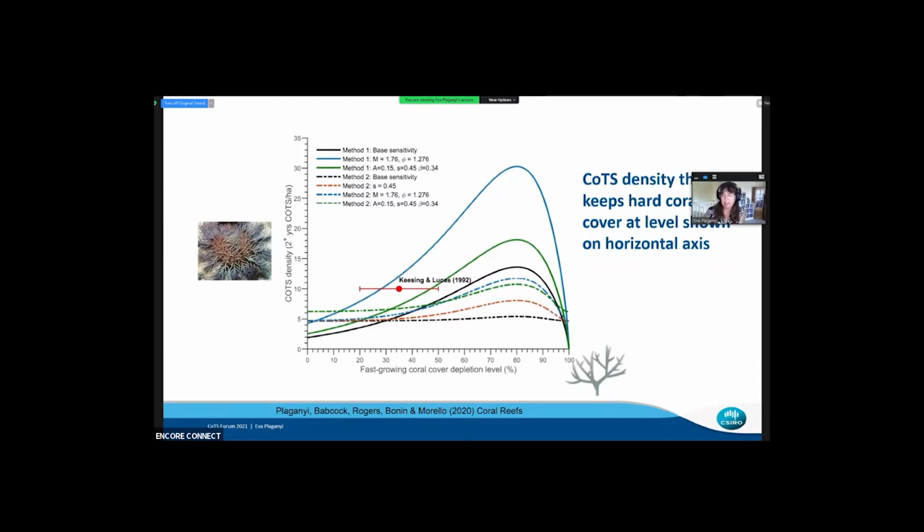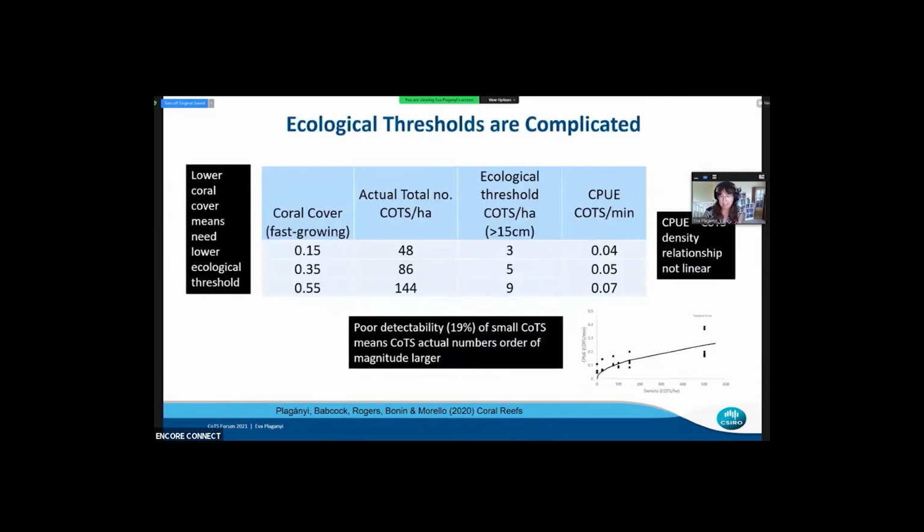On the horizontal axis, we have how much coral cover there is, and this is the one for the fast-growing coral cover. For example, if you look at the red dot, that would have been from a Keesing and Lucas study where the average coral cover was about 35%. And then the vertical axis tells you what the COTS density is at that equilibrium threshold point that I told you about. You can see a few things from this, which I've summarized in the next table.